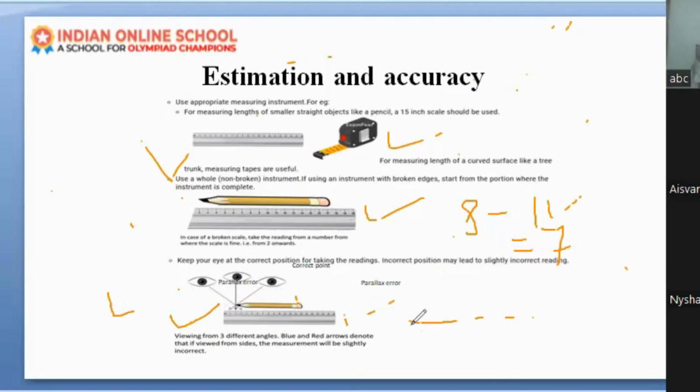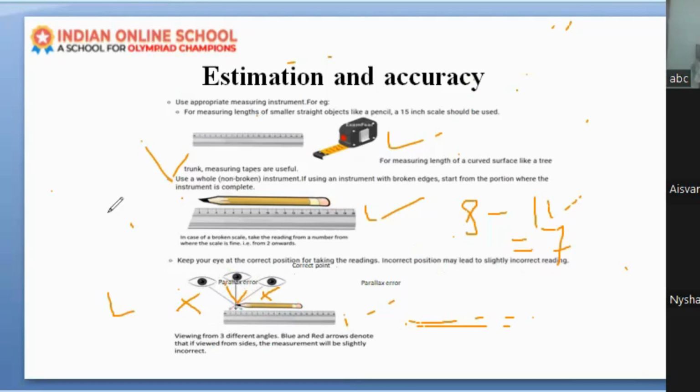Secondly, the position of the ruler and your eyes should be parallel to each other. It should not be in a tilt or slanting position. Let me mark here for you. It should not be tilted or slanting like this, or like this. It should be like this, parallel to the measurement you are taking. That is called parallax error.